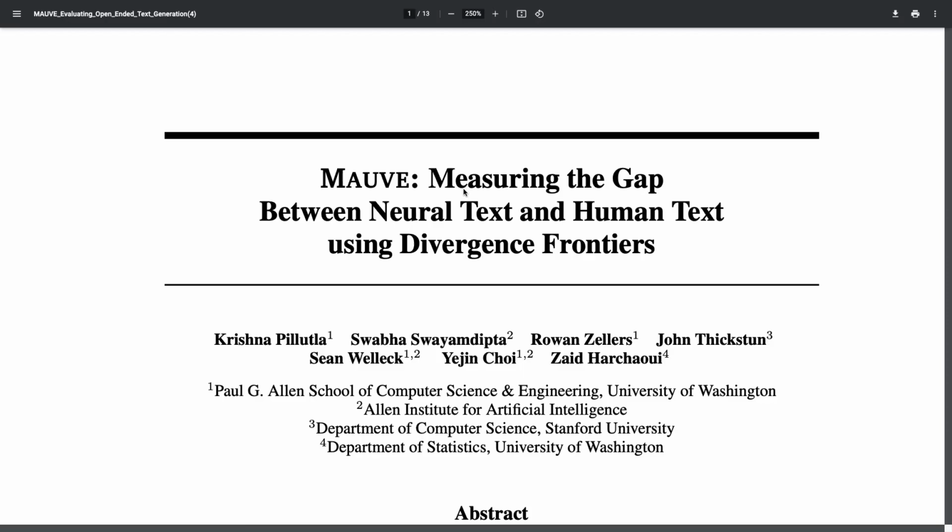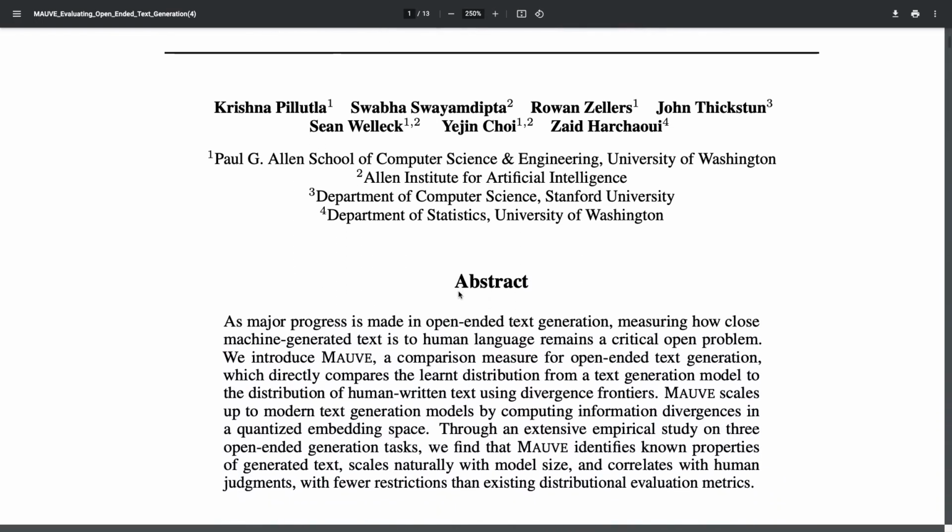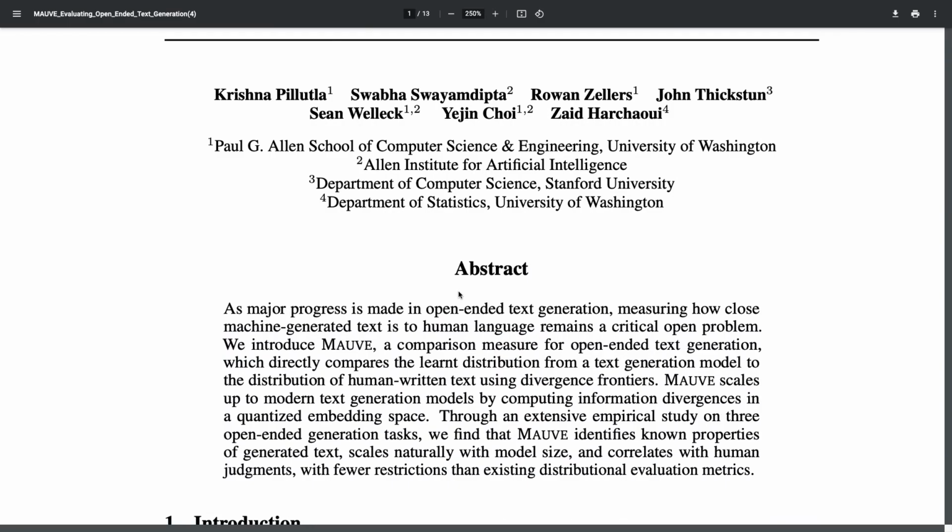Hey everyone, today we're looking at the paper MAUVE: Measuring the Gap Between Neural Text and Human Text Using Divergence Frontiers. This paper was one of the best papers at NeurIPS 2021, and it introduces a new metric for open-ended text generation. Open-ended text generation has been a task gathering a lot of attention lately, with very large, powerful language models being released, such as GPT-3, that are able to generate very realistic-looking text.